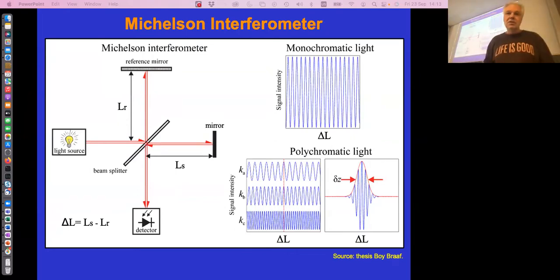Let's take a look. What is this? These are another graph of the same. This is the signal intensity as a function of path length difference for a monochromatic light source, and this is the signal intensity for 3 different wavelengths. When I add them up, this is my interference pattern, and this width of the interference pattern is called my coherence length, and in OCT that would be my actual resolution, the resolution along the propagation direction of the light.